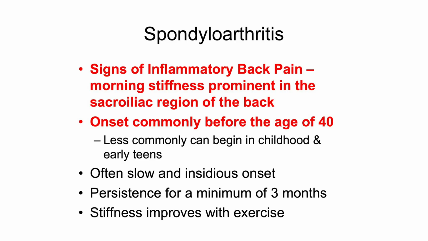Now, the third type of arthritis, spondyloarthritis. This is a type of arthritis that perhaps is more common in males than females, usually young people below the age of 45. Commonly, the onset is below the age of 40. Less commonly it begins in childhood, often insidious, and persists for about 3 months with the stiffness improving with exercise, actually.